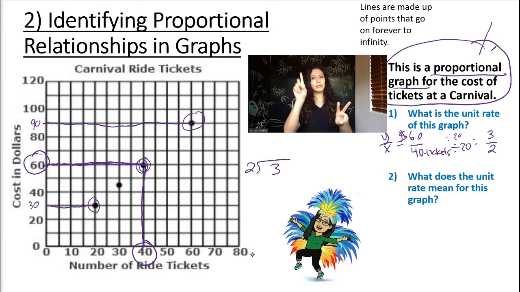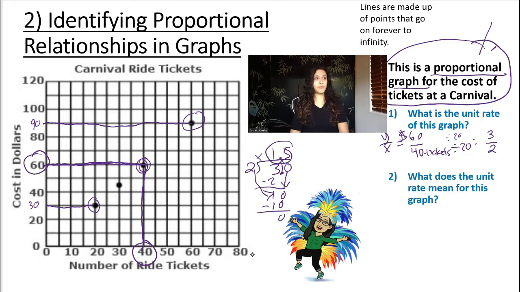So 2 goes into 3 one time. 1 times 2 is 2. Subtract, I get 1. Add a decimal, bring it up. There we go. 2 goes into 10 5 times. 5 times 2 is 10. Subtract, 0. So 1.5. My unit rate, if I divide by 2, is 1.5 over 1. So $1.50 per one ticket. Huh. Okay, that's what it's saying.